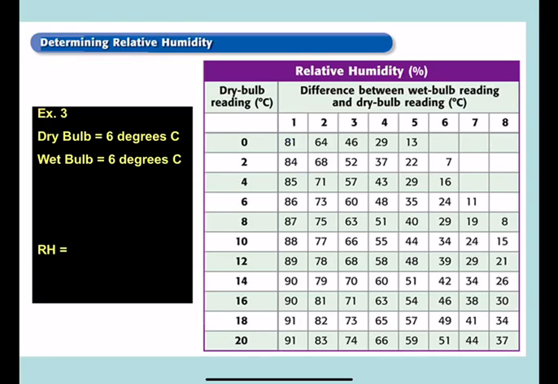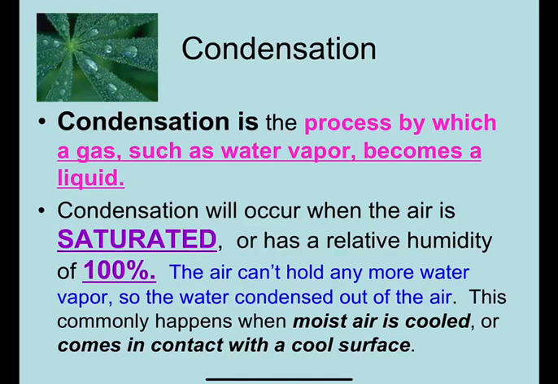Okay, let's try another one. The dry bulb is 6 degrees Celsius. The wet bulb is 6 degrees Celsius. What is the difference? Please tell me you can do this math. I'll be concerned if you can't. What is the relative humidity? The relative humidity is 100% because there is 0 difference. It's definitely going to rain outside.